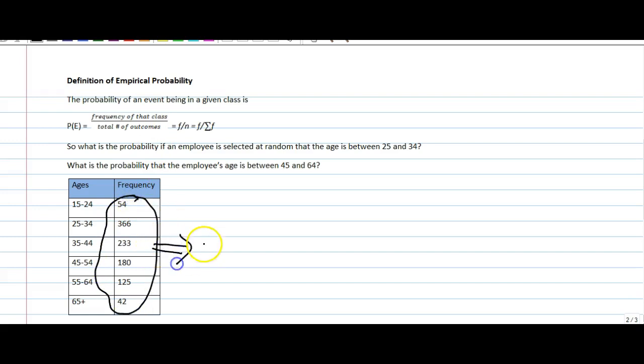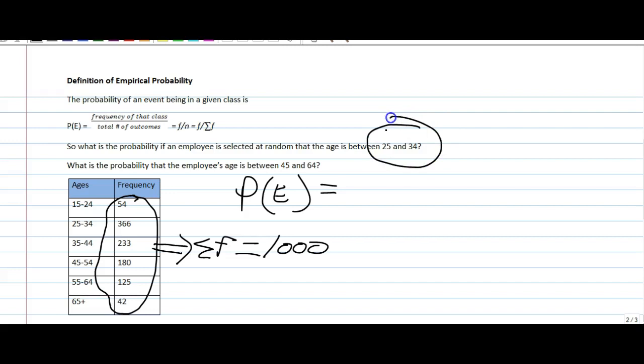So here, the sum of the frequencies, or the total number of outcomes, would be equal to 1,000. Now, that will be very dependent upon your data. So again, the definition of empirical probability is the frequency of that class divided by the total number of outcomes. And of course, the probability of the event here is also very similar to the probability of success. So the first example here is we want to know what is the probability that an employee, if selected at random, their age would fall between 25 and 34.